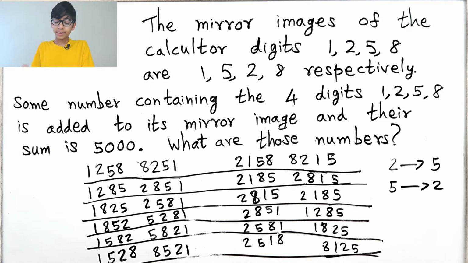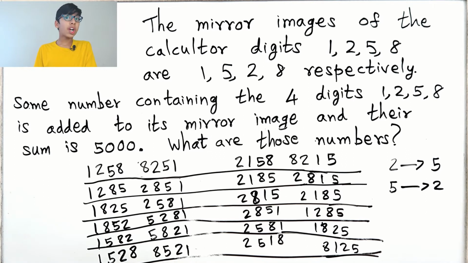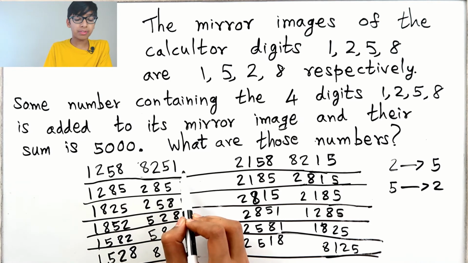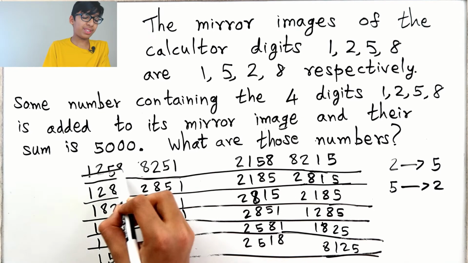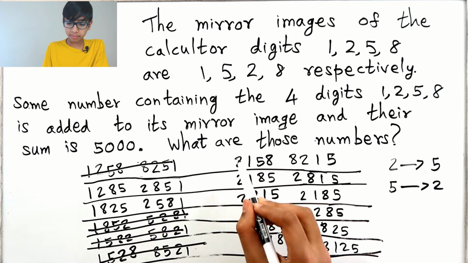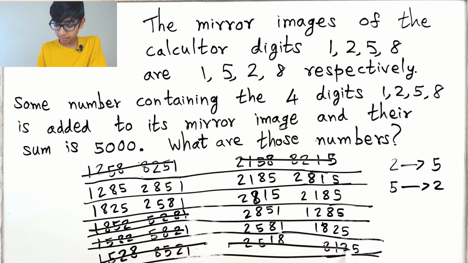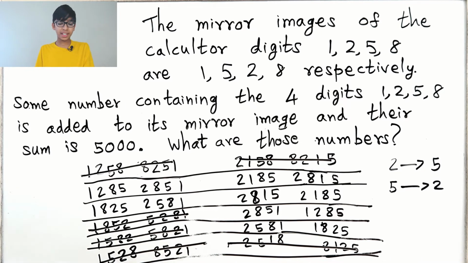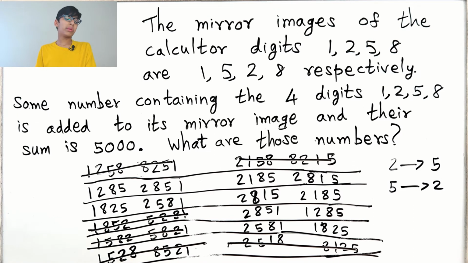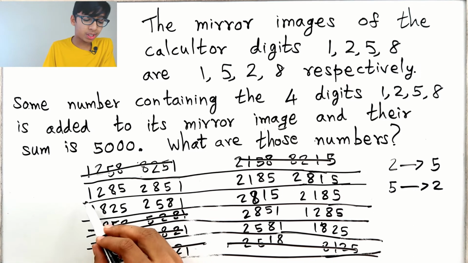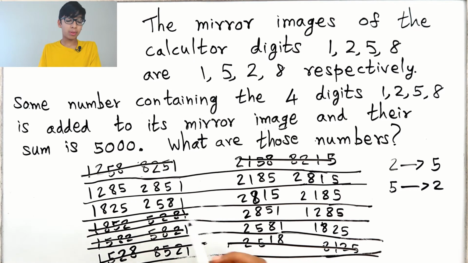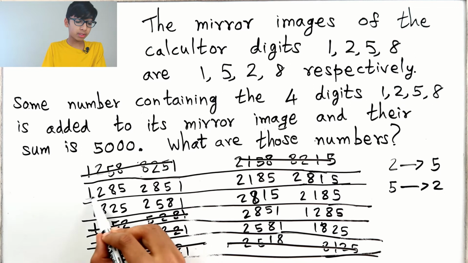Okay, so now here, we need to cross out the numbers that are higher than 5,000. So 8,251 is higher than 5,000. Okay, there we go. So now here, we have to add these and see which one equals 5,000. So if we add this, well, this has a 1 that's a 5, so it'll be 6, so that can't be right. Same thing for this one, so let's cross these out.